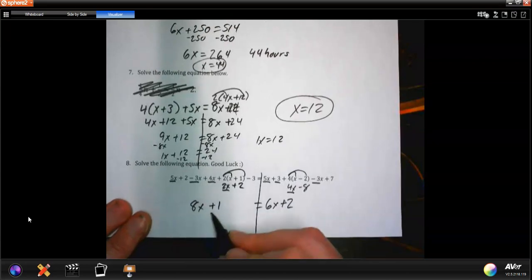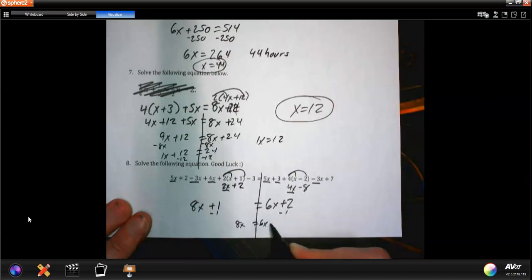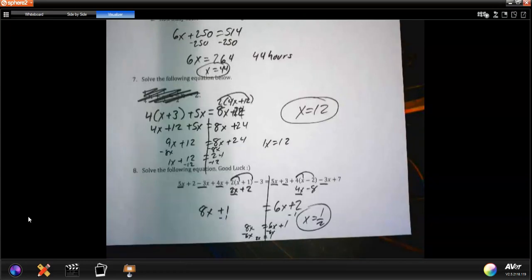All right, so I'm going to subtract 1 from both sides. I get 8x equals 6x plus 1. I'm going to subtract 6x. I'm going to get 2x equals 1. I'm going to divide by 2. X equals 1/2. Just have to combine like terms. Good job.